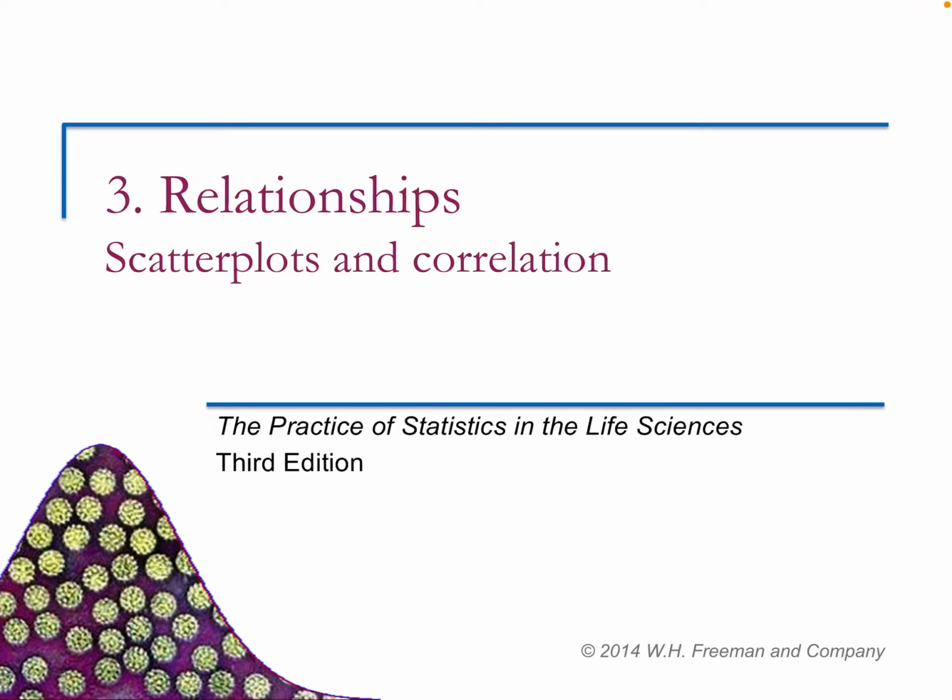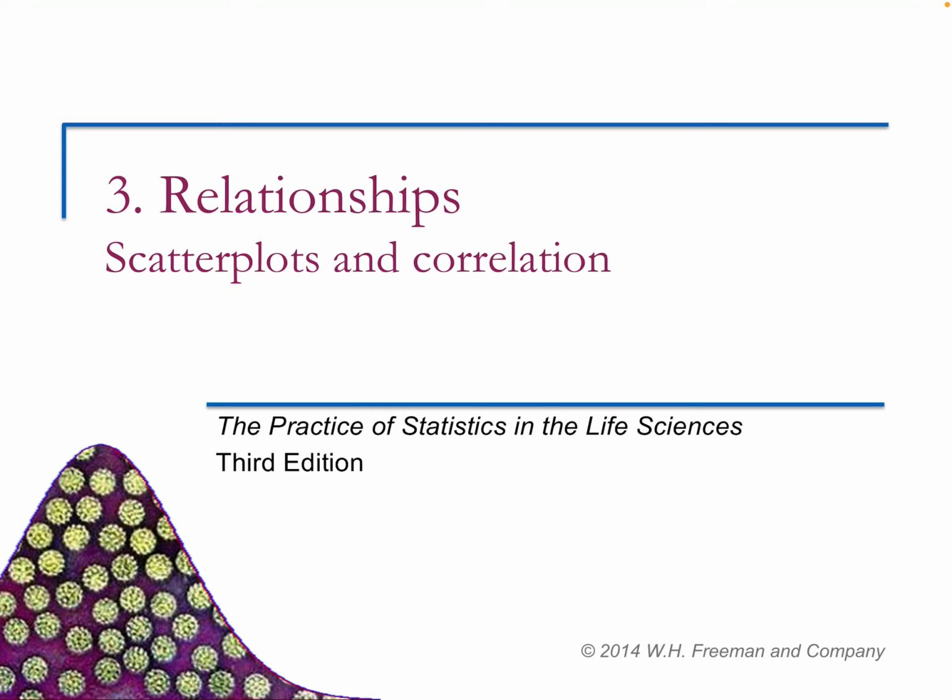Okay, chapter 3 is our first chapter where we actually investigate relationships between two variables. In particular, we're going to be looking at scatterplots and what's called correlation. Correlation is a very common statistical procedure. It's one of the simplest actually, and it just helps us compare two variables to see if there's some sort of relationship between them.